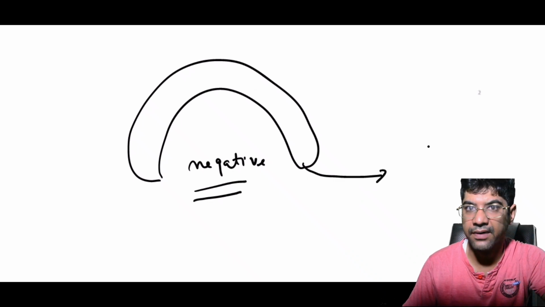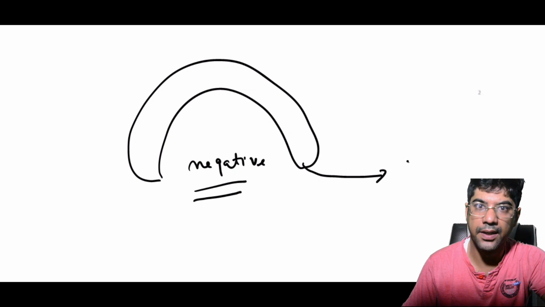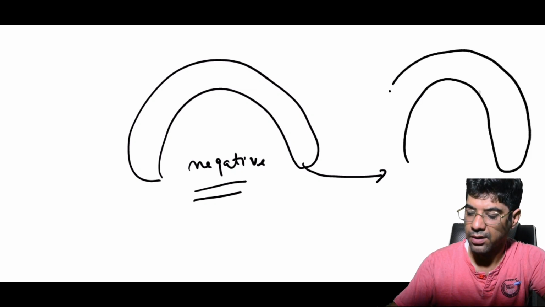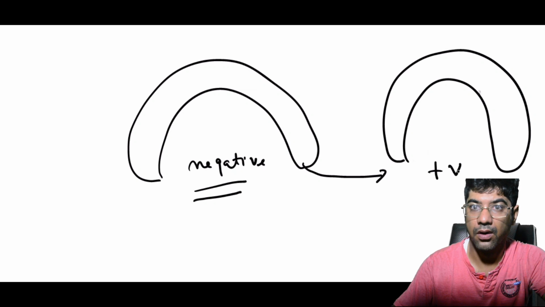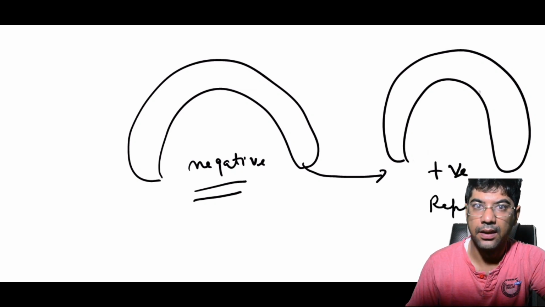So this negative replica is then used to create a positive cast or model on which the denture will be constructed.